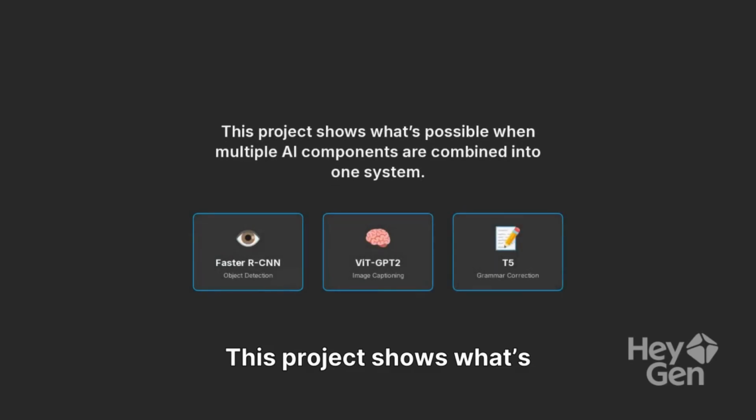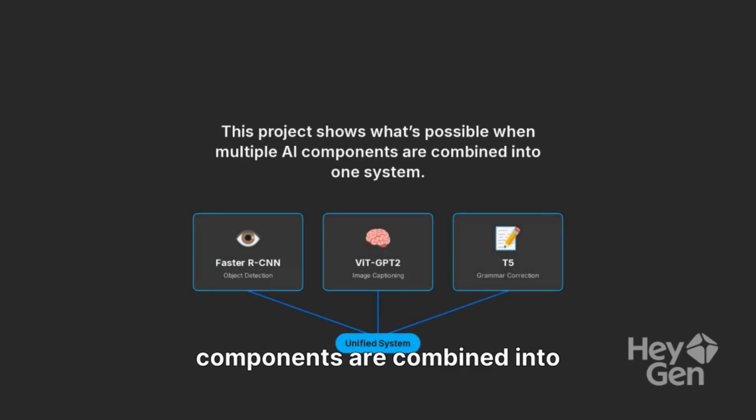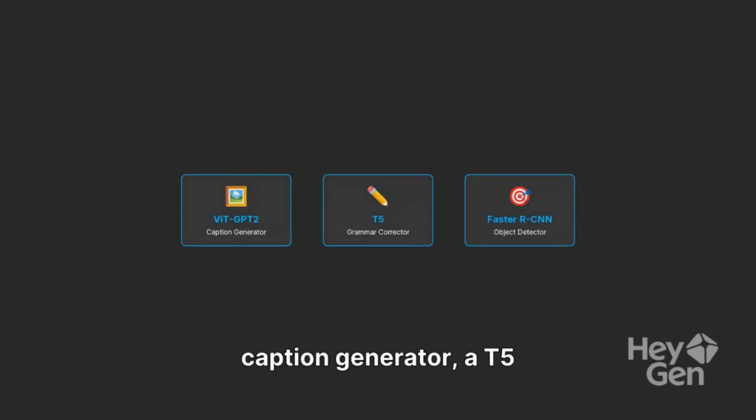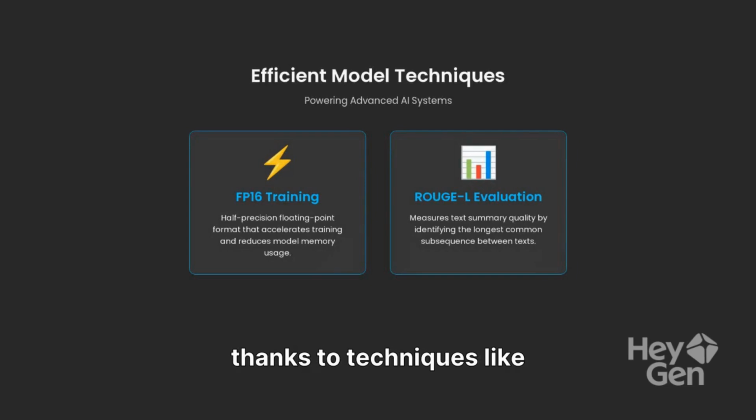This project shows what's possible when multiple AI components are combined into one system. We used a GPT-2 caption generator, a T5 grammar corrector, and a Faster R-CNN detector, all working together. The models run efficiently thanks to techniques like FP16 training and ROUGE-L evaluation.